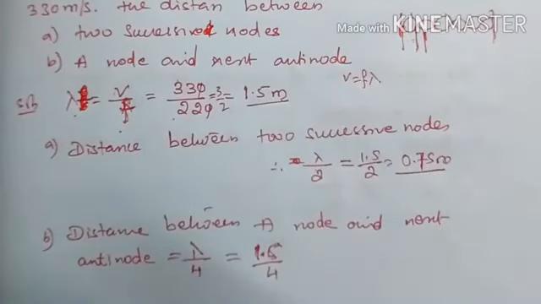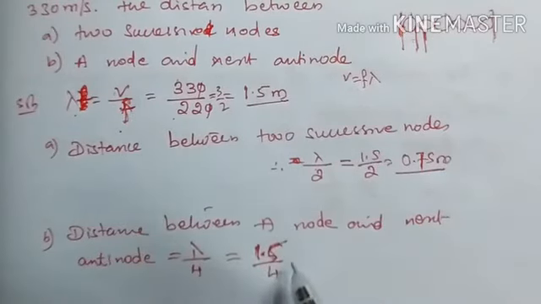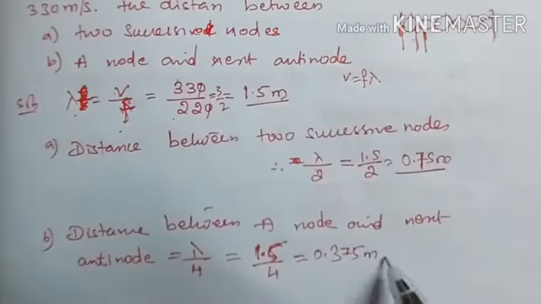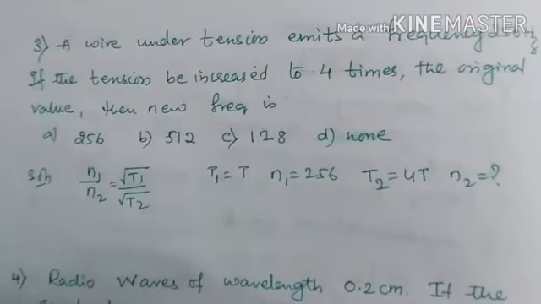Some students will not know how to divide it. What you do is you multiply by 10 and by 10 over here, so this becomes 15 by 40. Then you cancel and you will get the answer. Try it at home. 0.375 should be the answer over here. Let's go for the next problem.